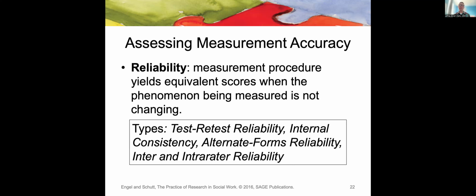So one of the research projects that I undertook was to take a look at money habits and attitudes.